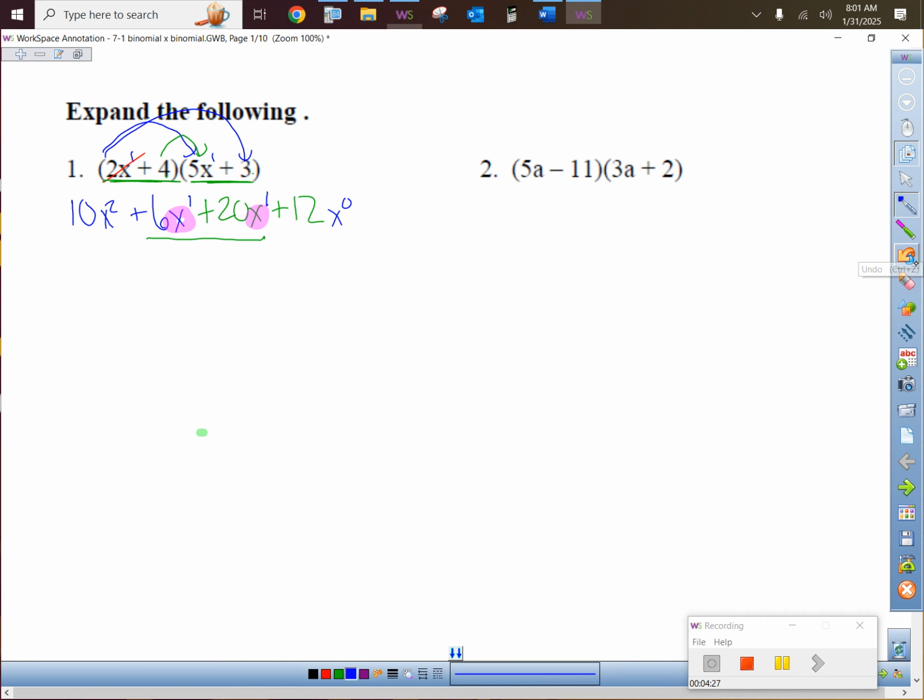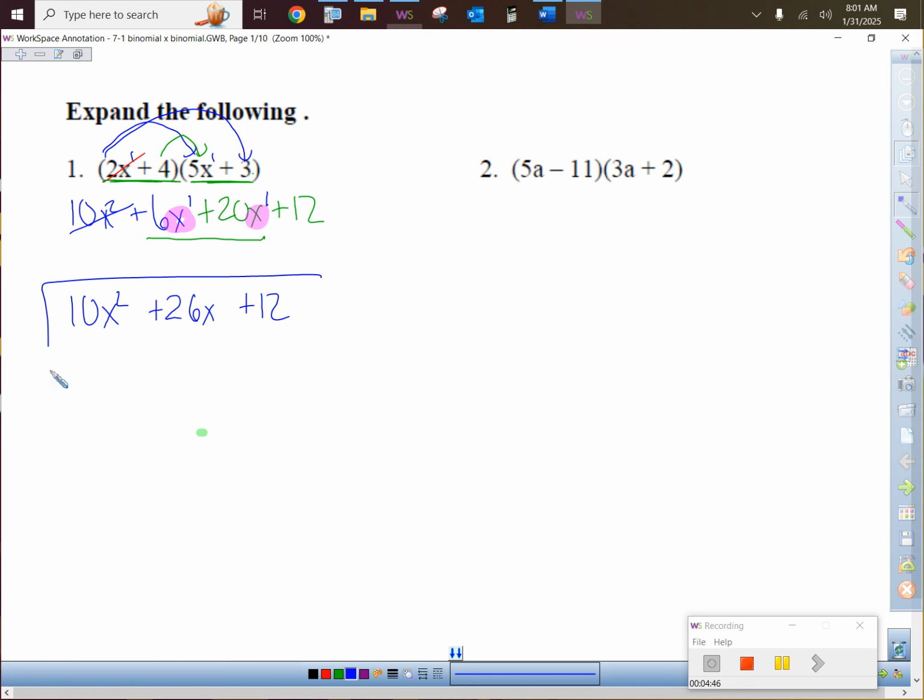Are you with me that anything to the 0th power is 1? So it's like there's no x's with that guy. Who's the biggest exponent you got? The squared, right? He comes first, right? Big guy comes first. So 10x squared, got him. And then you told me that is positive 26x's, and then plus 12. This is the final answer.